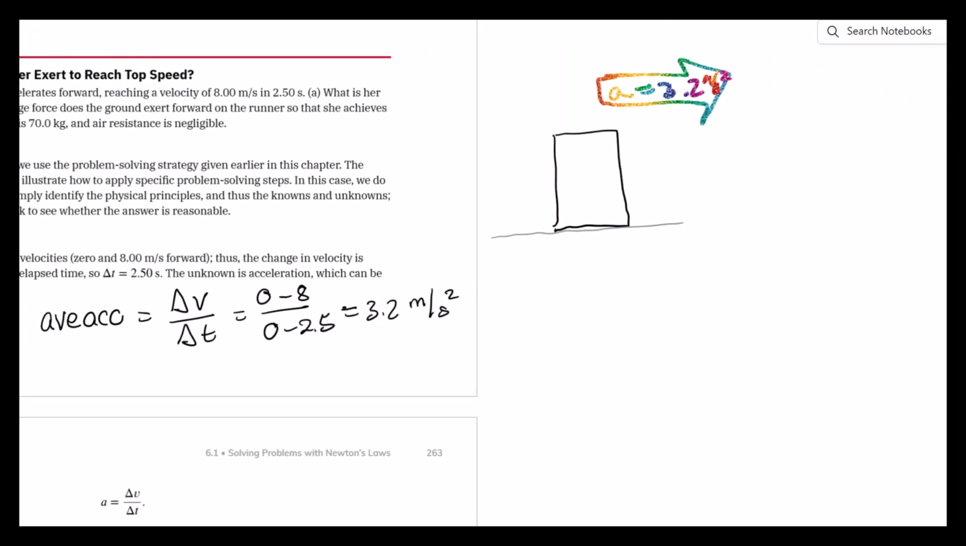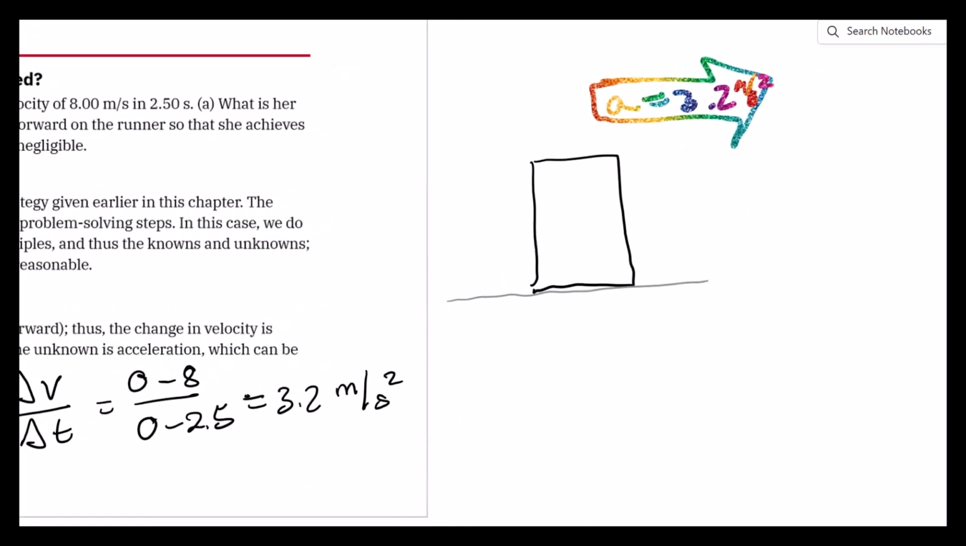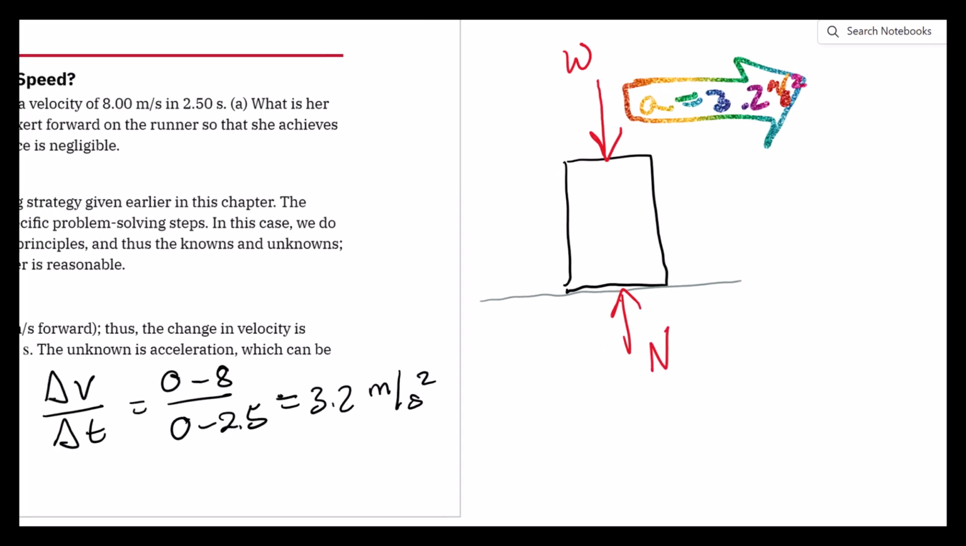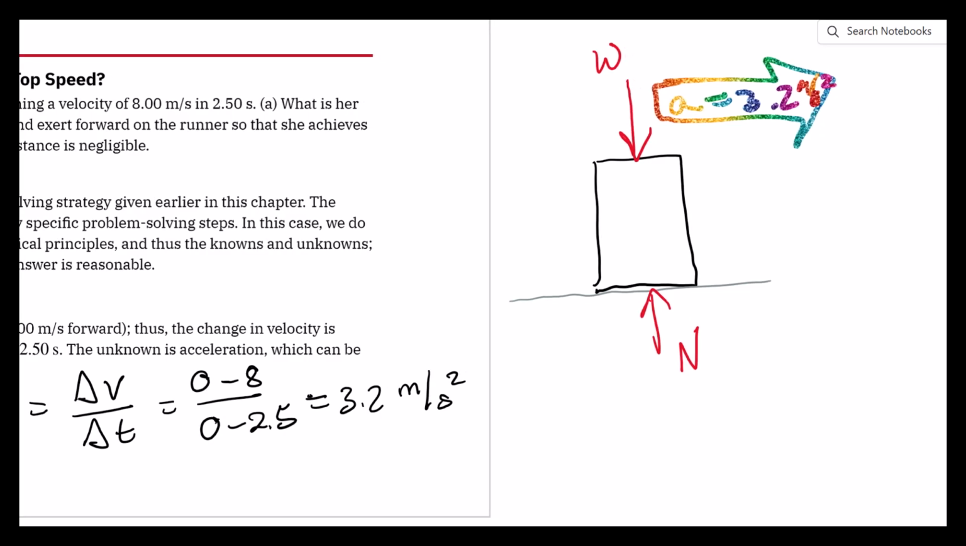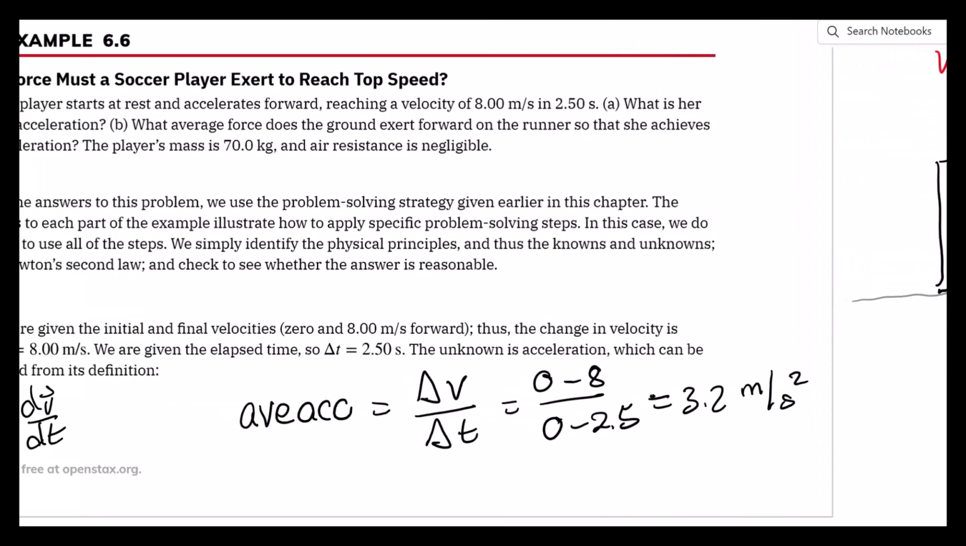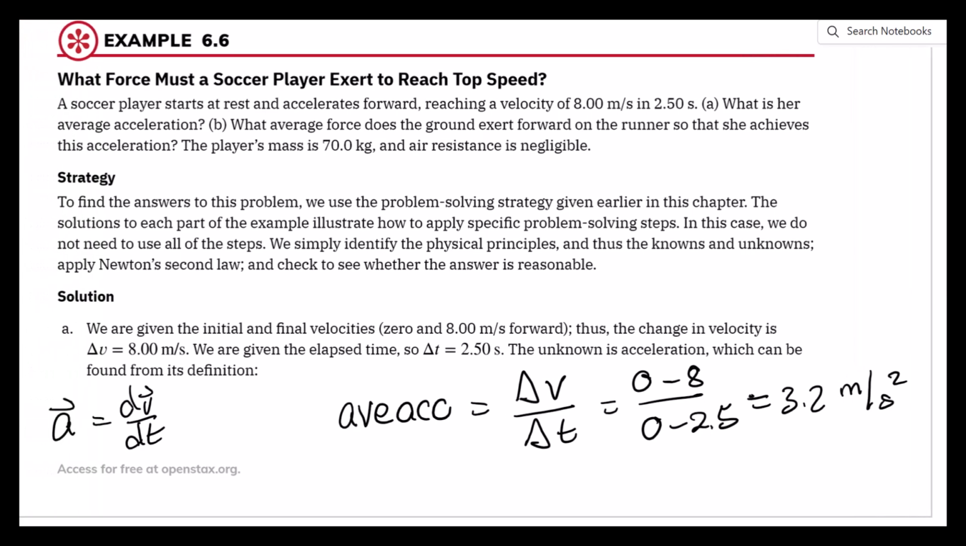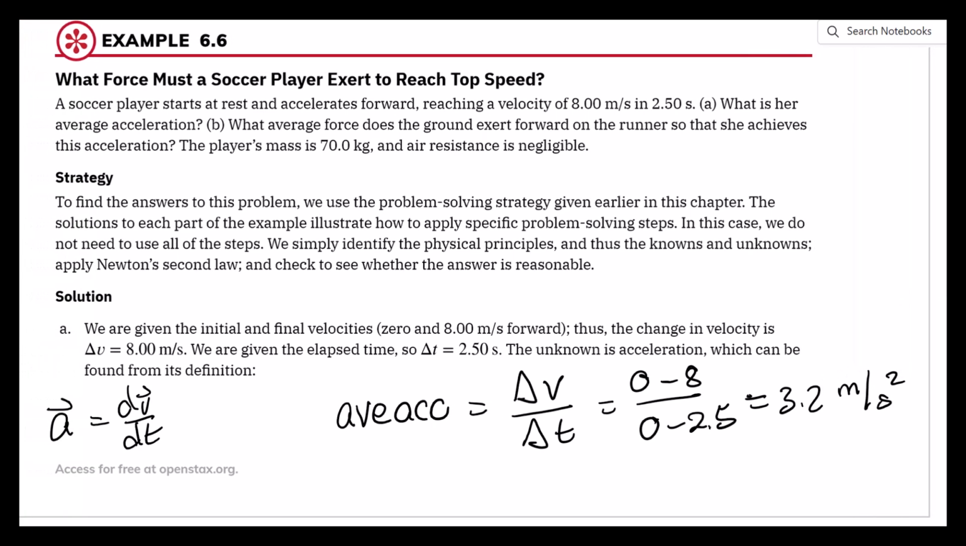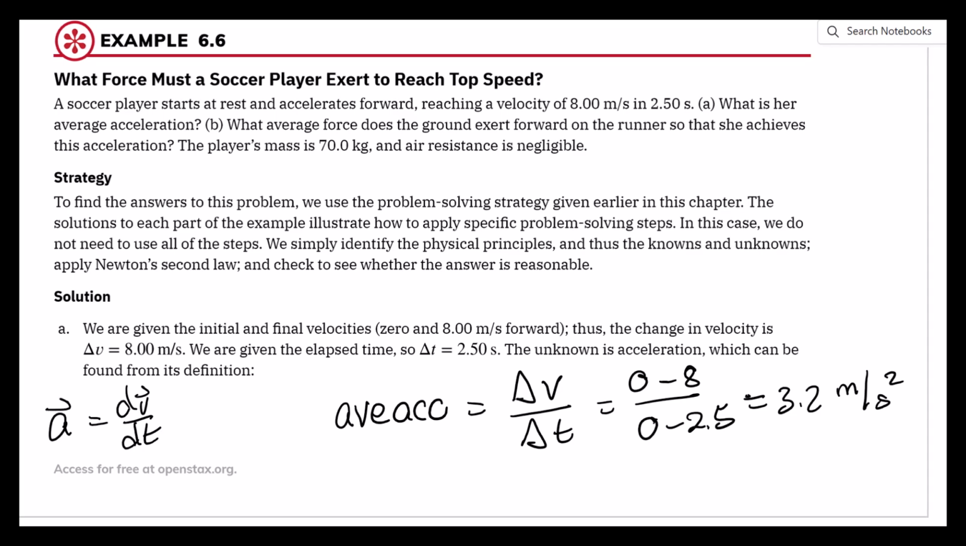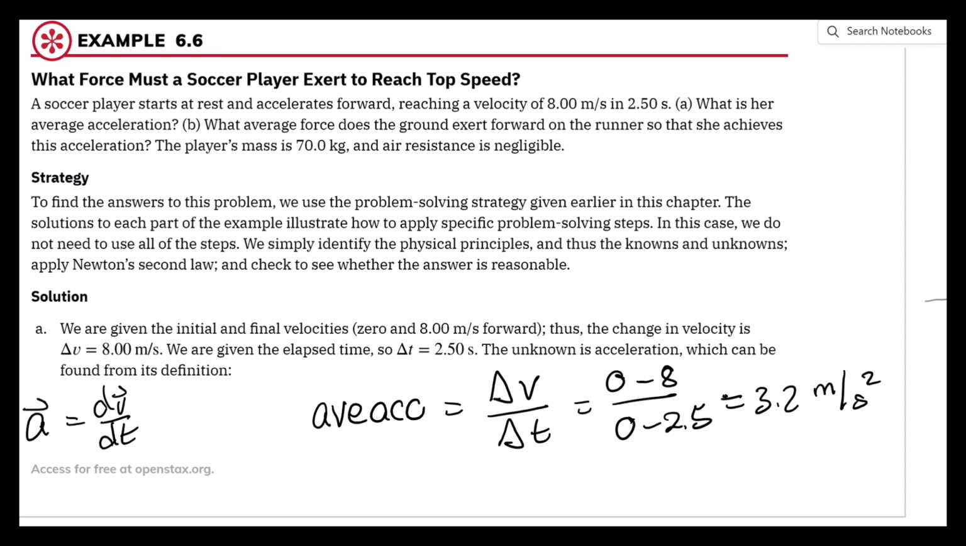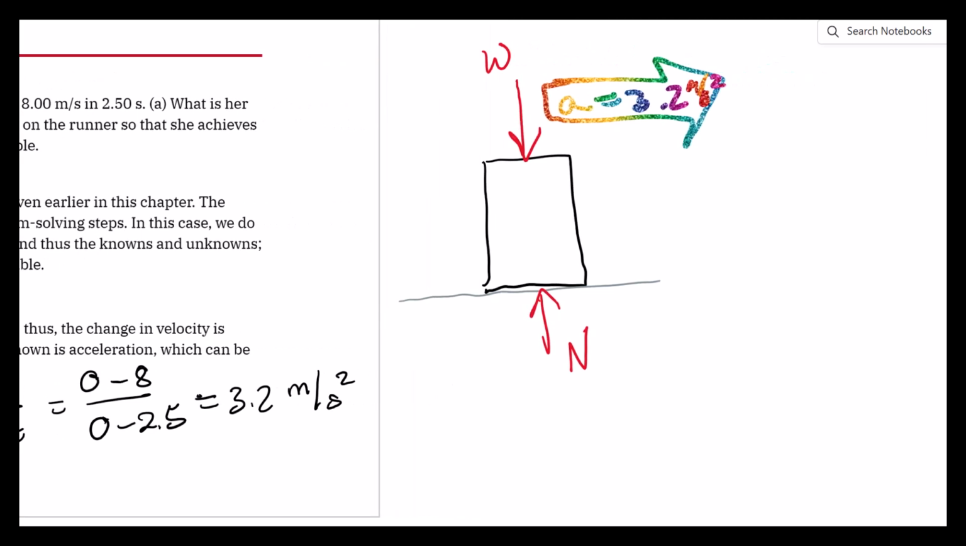In her free body diagram, she has weight, normal force, and friction. And this is where you're going to freak out. What average force does the ground exert on her? Oh, okay, that's a garbage question.